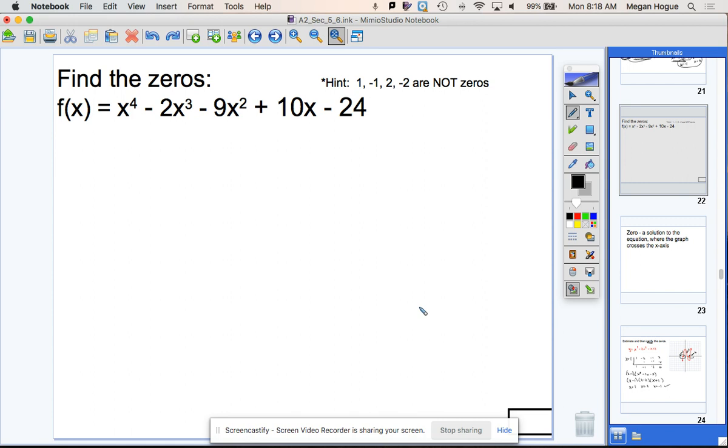And this is one where I've said a hint is not to use 1, negative 1, 2, or negative 2 because they are not zeros. So I do not want to use 1, negative 1, 2, or negative 2. I'm going to start with whatever the next factor is. But I'm going to have to do my P and my Q first to figure that out.